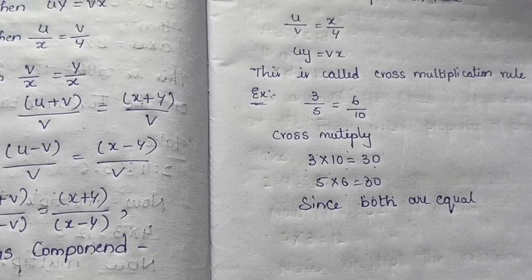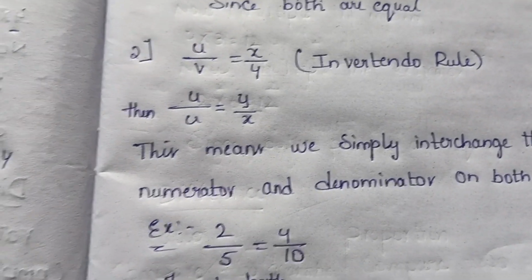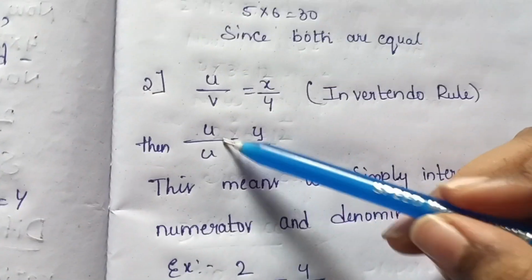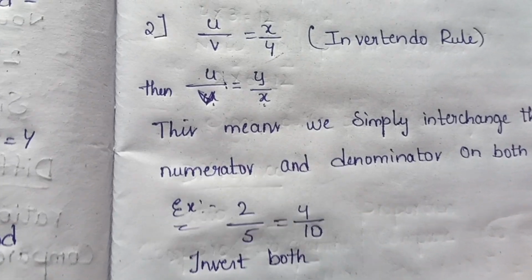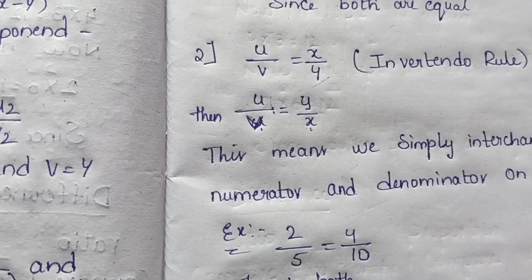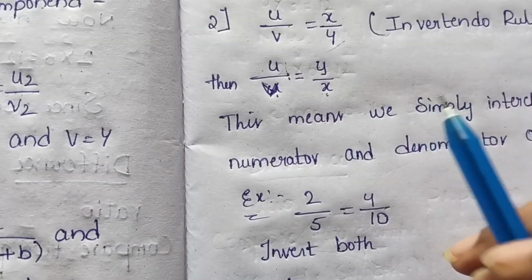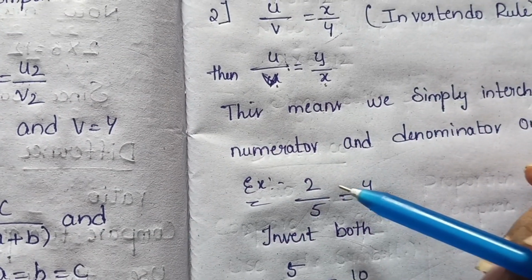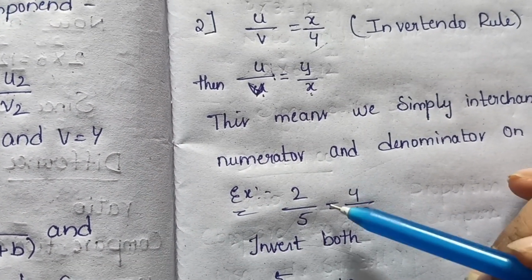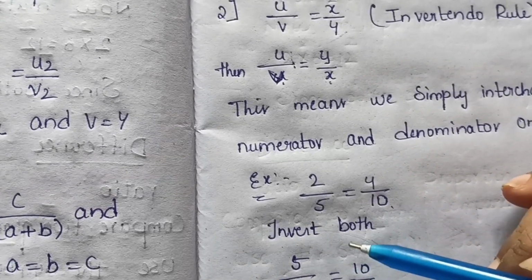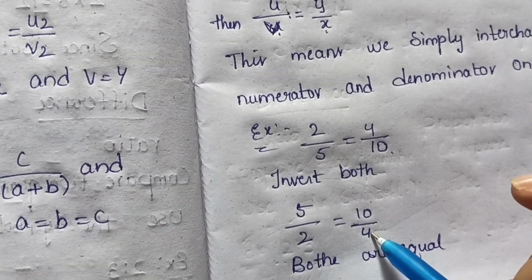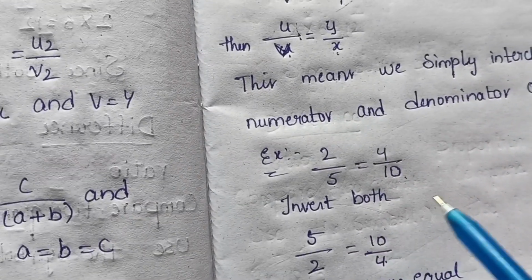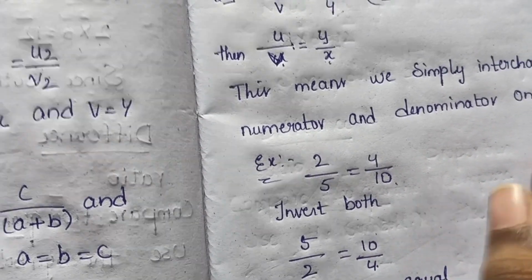The next rule is the invertendo rule. If u by v is equal to x by y, then v by u is equal to y by x. This means we interchange the numerator and denominator on both sides. Take an example: 2 by 5 is equal to 4 by 10. Inverting both, 5 by 2 is equal to 10 by 4. So both are still equal. This is called the invertendo rule.